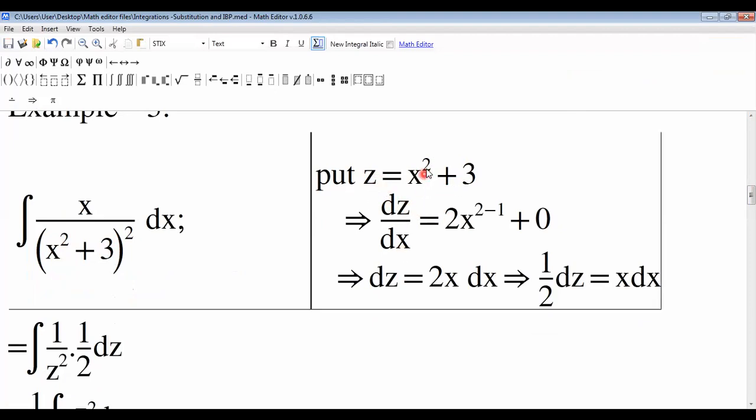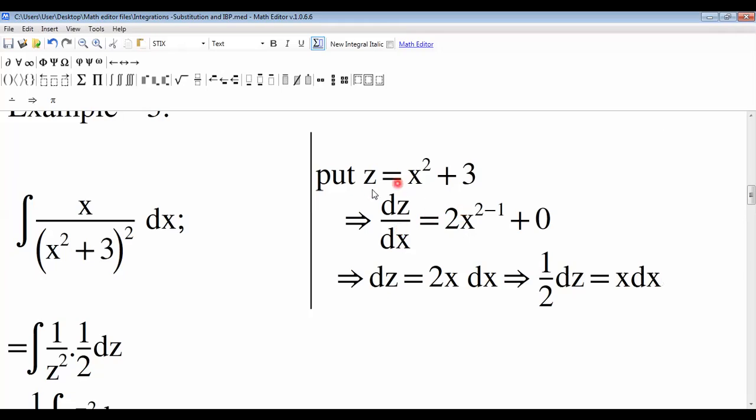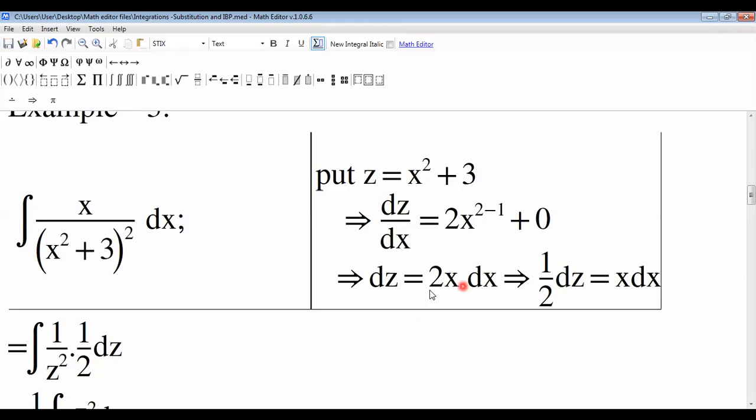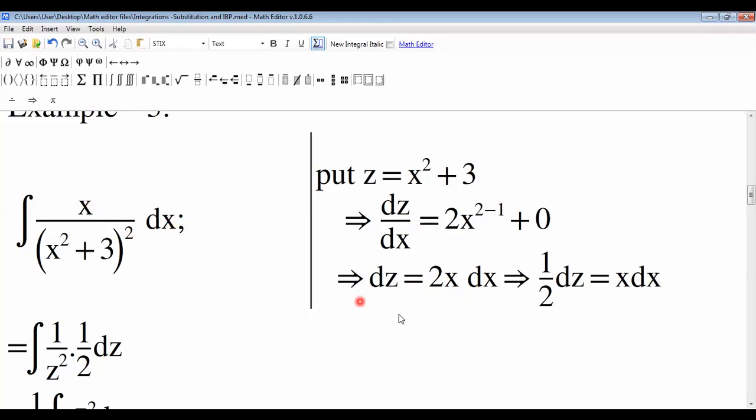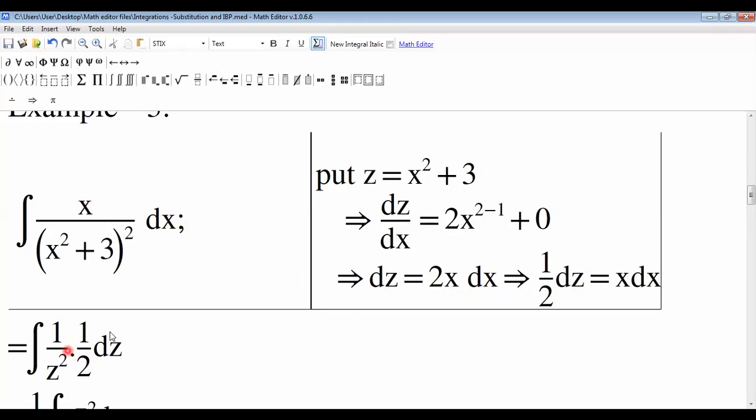dz/dx, what will it be? The differentiation of x square will be 2 into x to the power 2 minus 1, and the differentiation of 3 will be 0. So dz equals twice x dx. Dividing by 2 on both sides, half dz equals x dx. So x dx can be written as half dz.